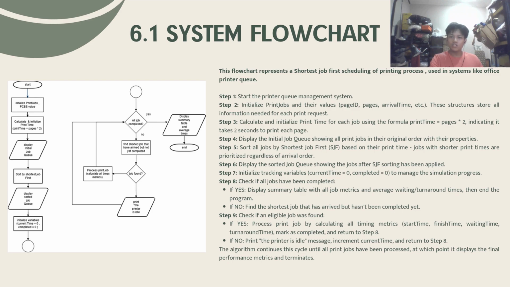The simulation then initializes tracking variables like current time and job completion count. It checks whether all jobs are completed. If so, it displays the summary table with job details and average performance metrics. If not, it searches for the shortest job that has already arrived but isn't completed. If one is found, it calculates the start time, finish time, waiting time, and turnaround time, then marks it as complete. If a job is not ready, the system marks the printer as idle and increments the current time. This process continues until all jobs are completed and the final results are shown.